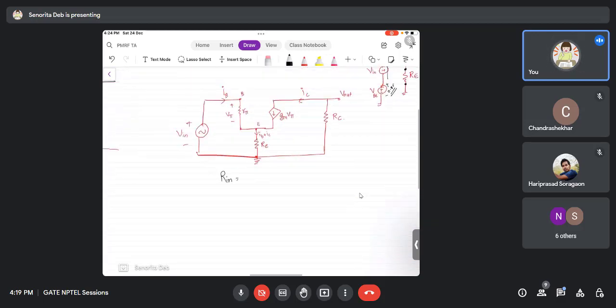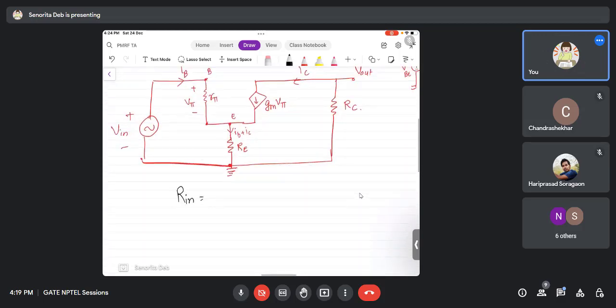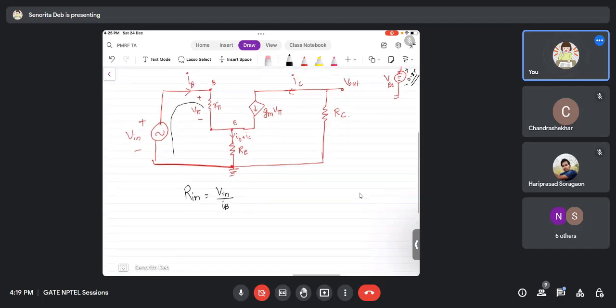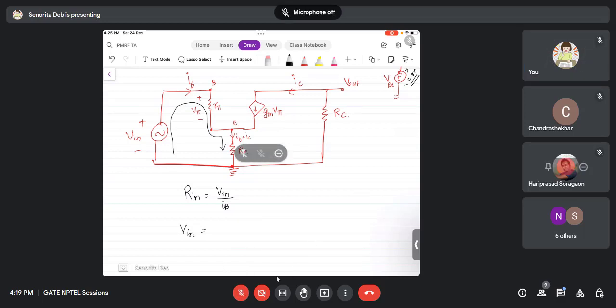So what will be your Rin? Rin will be Vin by IB, right. So now please put a loop here, write the equation. I will write it after 2 minutes. Vin equals to, what is the equation you are getting? I want it to be an interactive session because I already know the derivation. So I want you guys to do this derivation, and let me know that we have written the KVL equation.